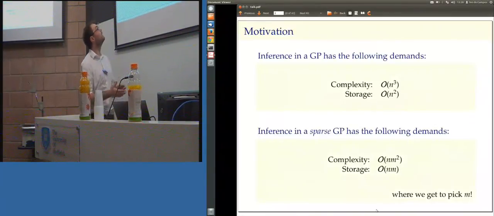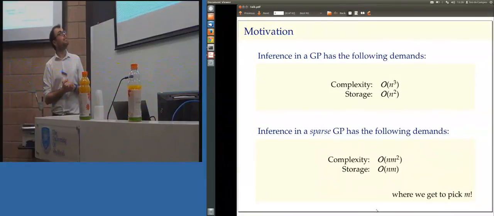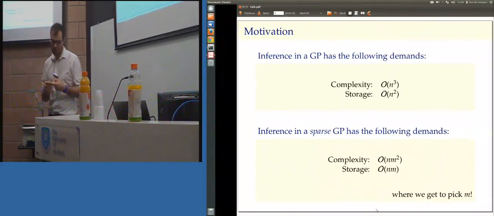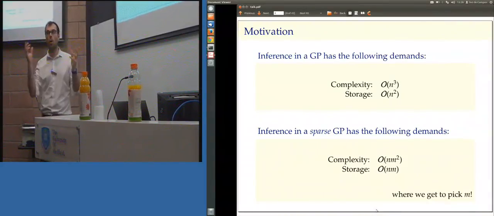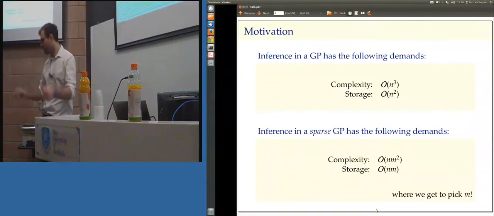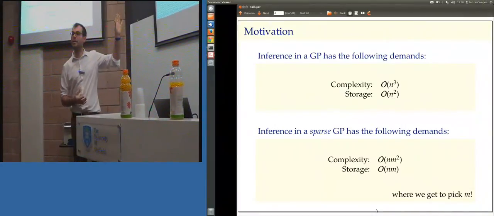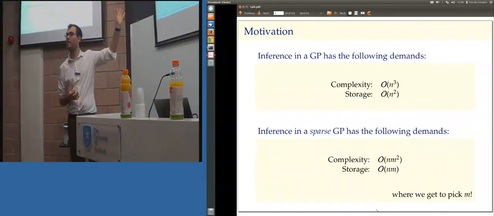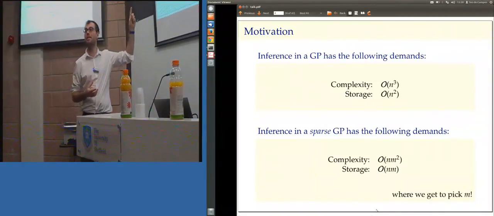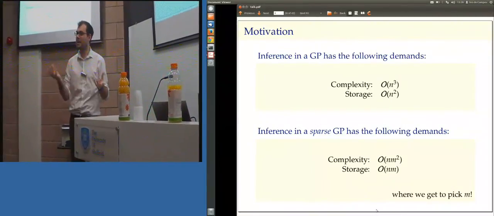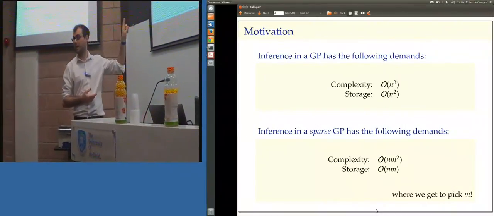Okay, motivation. To do inference in a GP, we have to invert the covariance matrix, which requires order n cubed operations on the CPU and order n squared memory as well. And when I say inference, I'm pretty much just talking about inverting the covariance matrix. So you probably have to do this many times. If you want to do maximum likelihood estimation of the parameters, for example, each step in our maximum likelihood estimation means you have to do this.